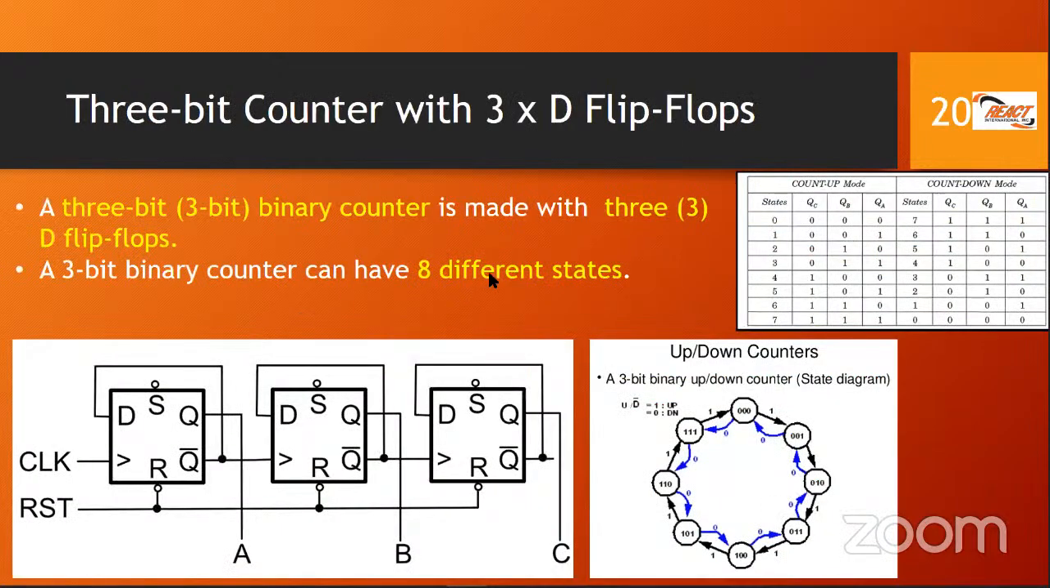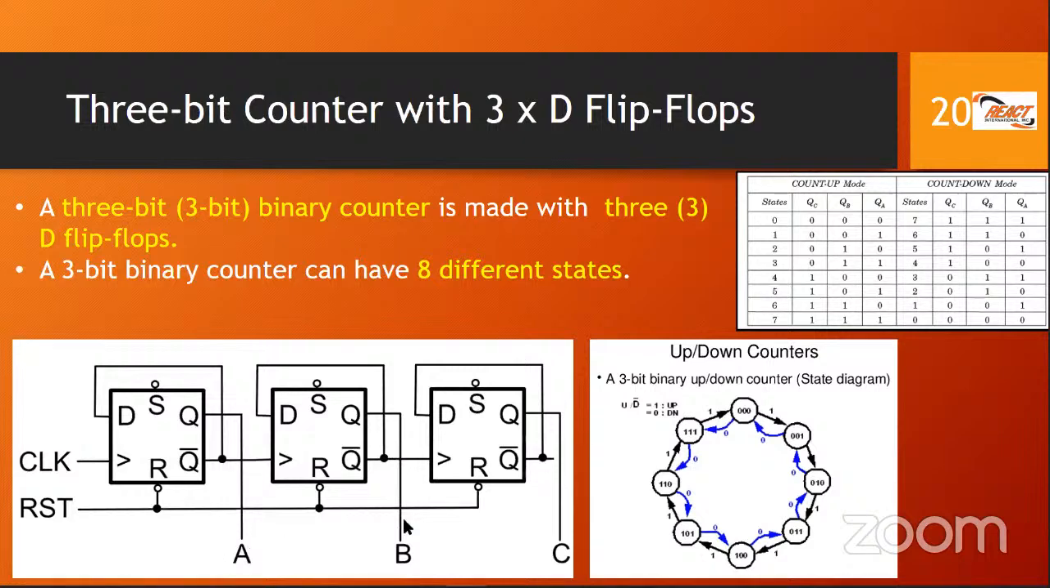All right. So why we needed to know about the D flip-flops is that when we connect three D flip-flops in a daisy chain, we get a three-bit counter. And this is a question in the question pool in the exam. So we say that a three-bit binary counter is made up of three D flip-flops. Notice this is the first D flip-flop. It's daisy chained to the second D flip-flop, which is daisy chained to the third D flip-flop.